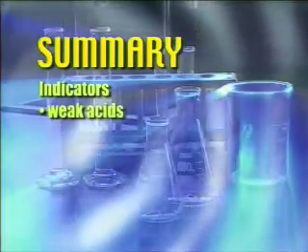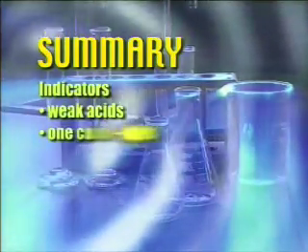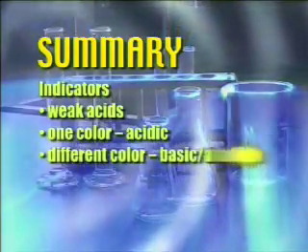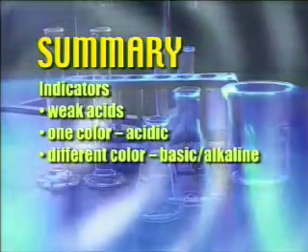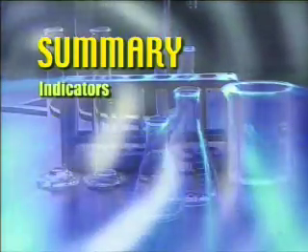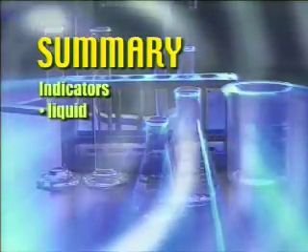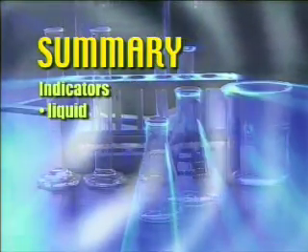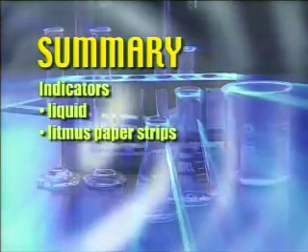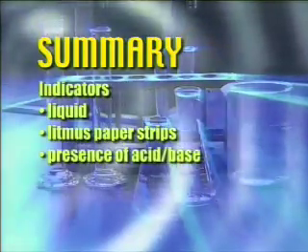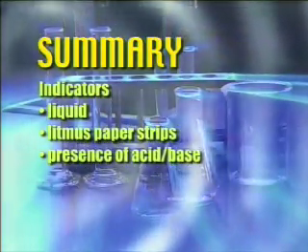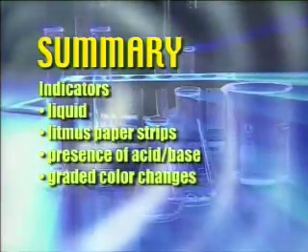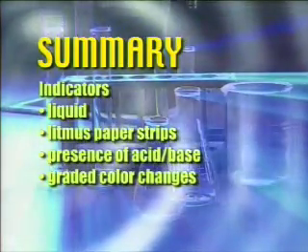Indicators are weak acids, which take on one color in an acidic environment and a different color in a basic or alkaline environment. Indicators come in liquid form. Some plant pigments can act as indicators. Indicators also come as strips of paper, some of which simply show whether an acid or base is present, and others which show graded color changes associated with different pH values.